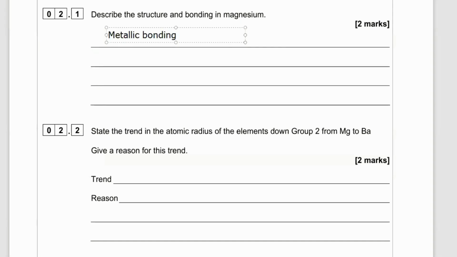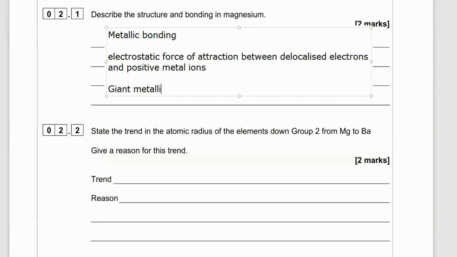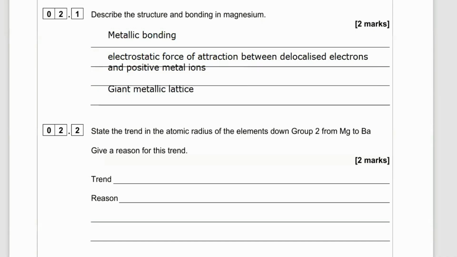Well, it's got that giant metallic lattice or giant metallic structure. And what type of bonding? It's got metallic bonding. Now at A level, we need to actually describe what is a metallic bond. So it's the electrostatic force of attraction between delocalized electrons and positive metal ions, the magnesium 2 plus ions and the delocalized electrons. And it's a giant metallic lattice, and that'll get you the 2 marks. So one for the structure, giant metallic lattice, and one for the description of a metallic bond.